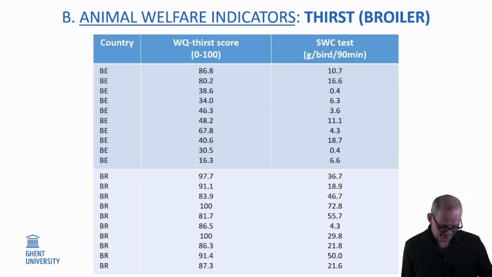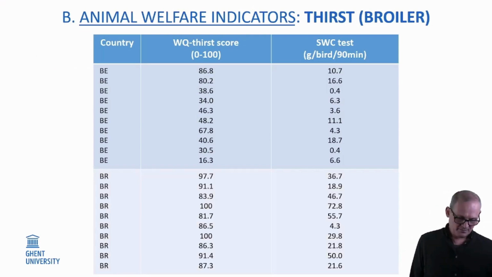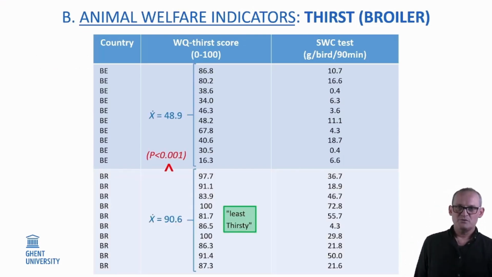And the results were quite disturbing, because what we found, if we use the welfare quality test of thirst based on the drinker space, we would conclude that the highest score was given to the farms in Brazil. They seemed the least thirsty because there were relatively more drinkers per animal than was the case in the Belgian farms.